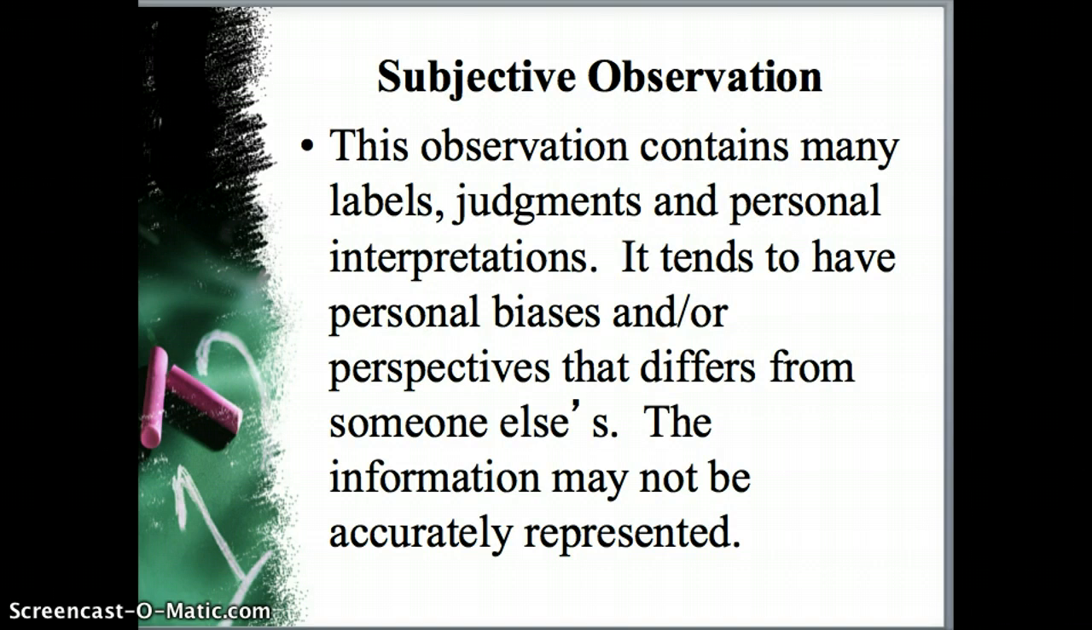In a subjective observation, we're writing an observation that contains many personal biases, judgments, and labels. It tends to have our own interpretation of what's going on in the observation, and it could be very judgmental. Another issue is the information that's being written down and documented may not accurately be represented. We saw this in the case of Donovan, that he was building the blocks with another child. That information was left out, and it paints a different picture. Also, they didn't accurately document that he was counting the blocks as he stacked them.